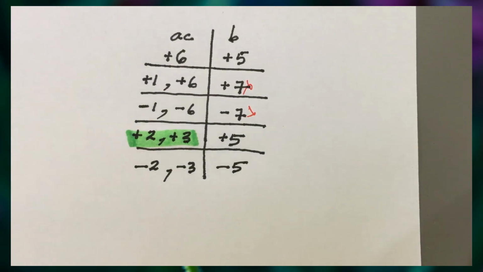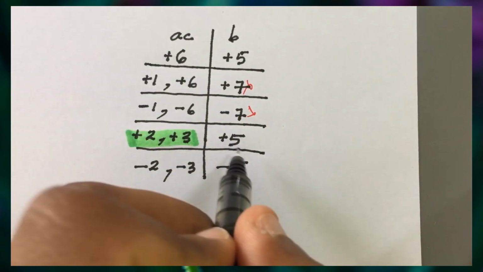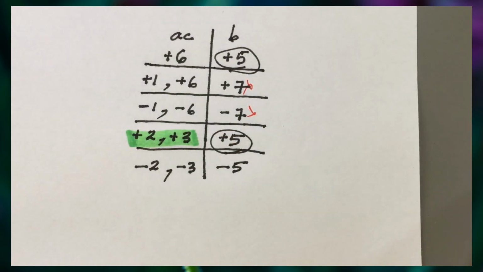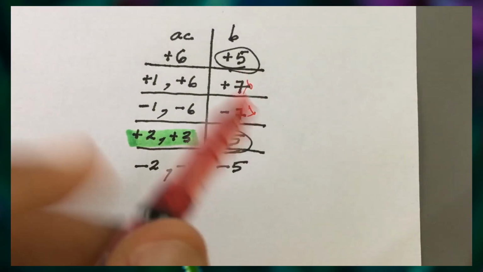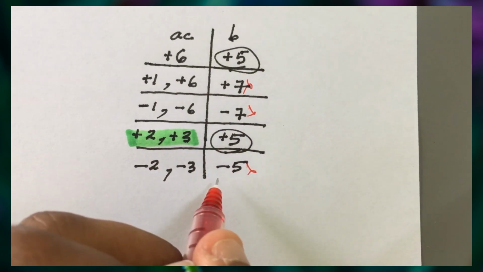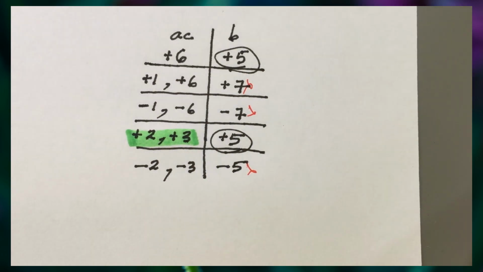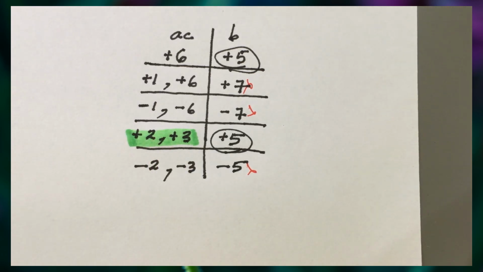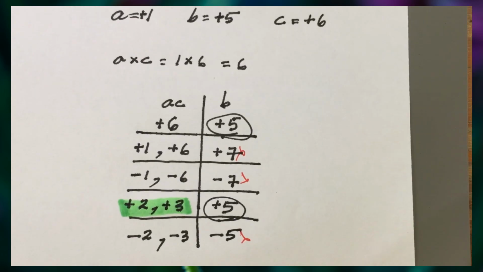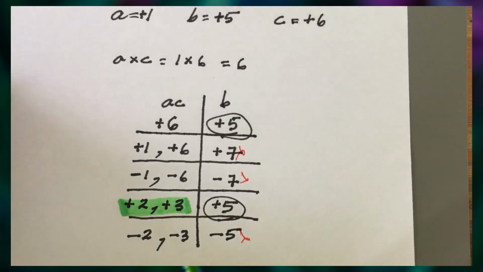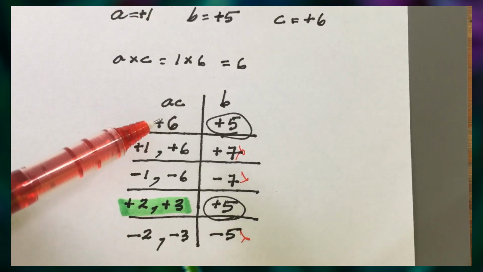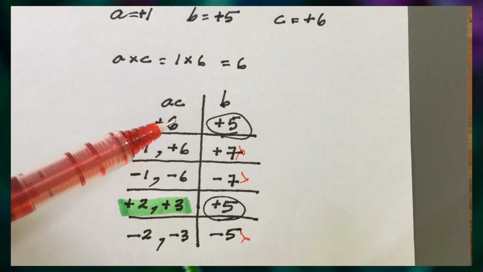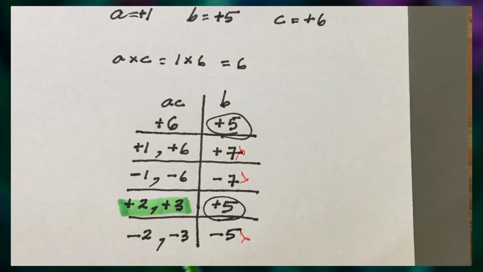Notice that these are the factors of AC that add up to the B number of positive 5. To complete the table, this one is a negative 5, and a positive 5 is what we want. So the keys would be a positive 2 and a positive 3. So in summary, we're looking for the factors of AC, positive and negative, that add or sum up to the B number.